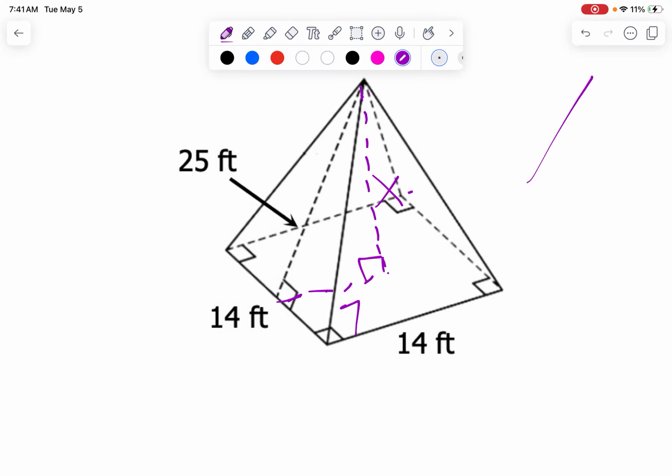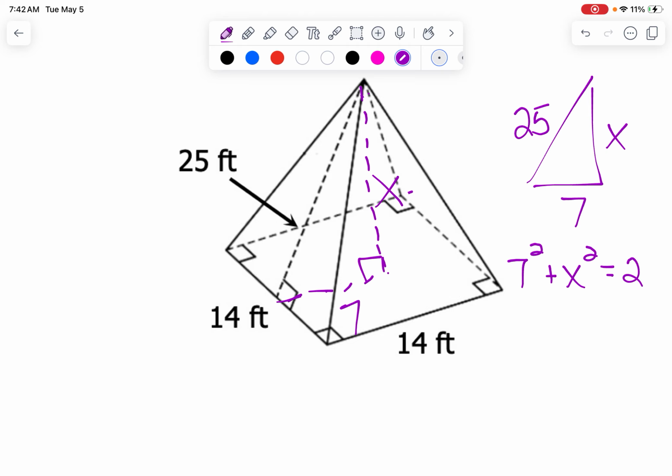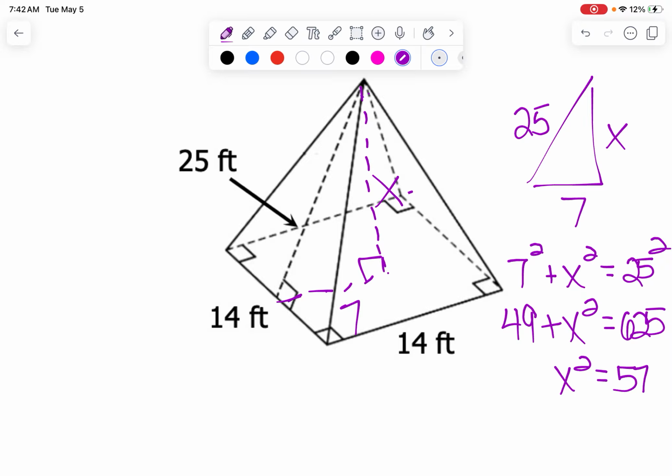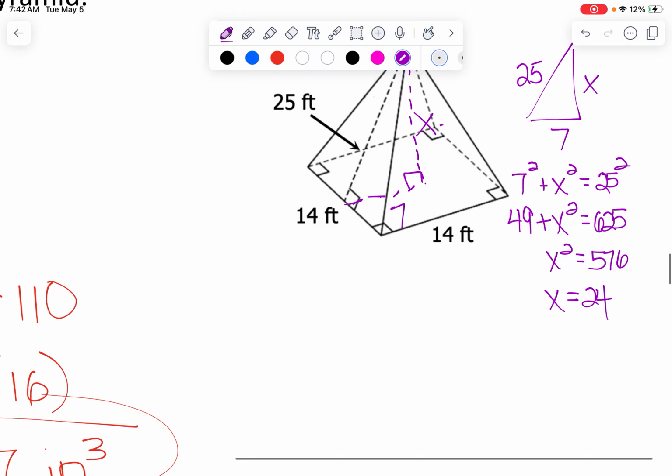So I'm really looking at something that looks like this. I've got to figure that out first. That would be 7 squared plus x squared equals 25 squared. This is 49, and this is 625. If I subtract 49 from both sides, that's going to give me 576. Take the square root of that. It's 24. So now I know the height is 24.